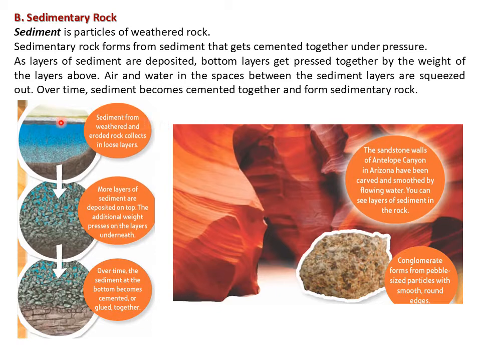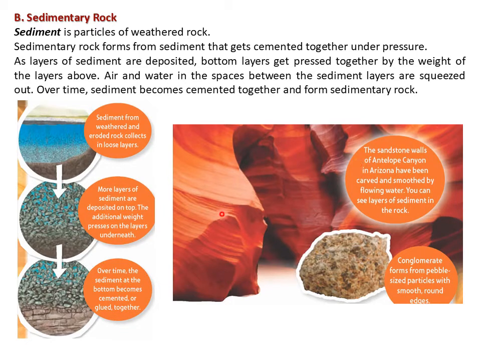Now, in the picture on the left, we can see the different steps of the formation of sedimentary rock. So first, sediment from weathered and eroded rock collects in loose layers. Second, more layers of sediment are deposited on top. The additional weight presses on the layers underneath. And finally, over time, the sediment at the bottom becomes cemented or glued together.